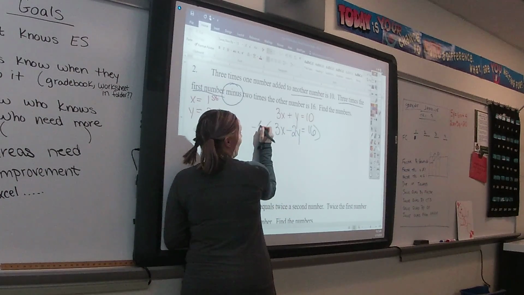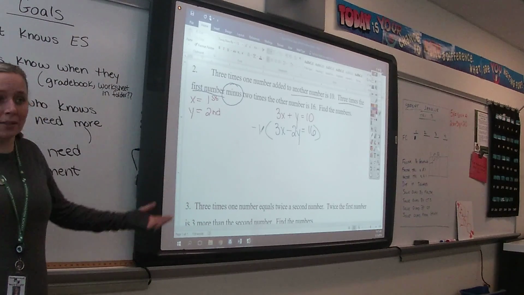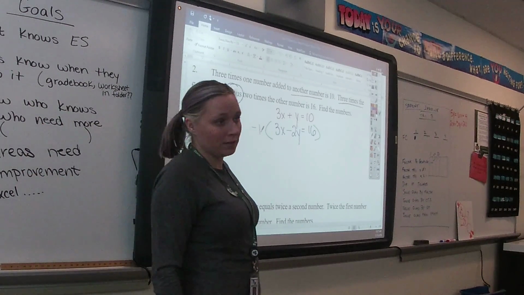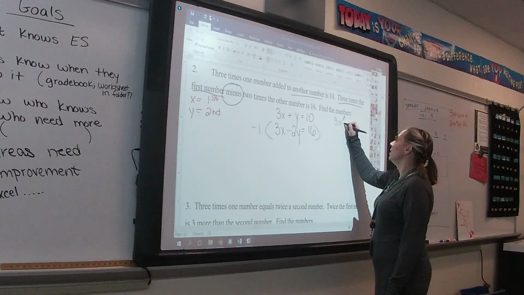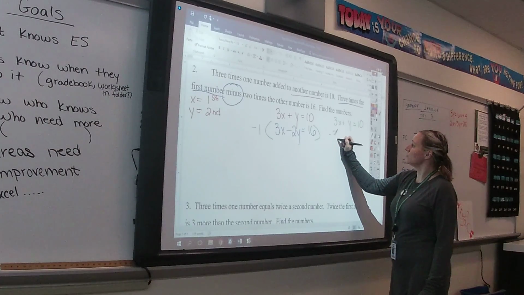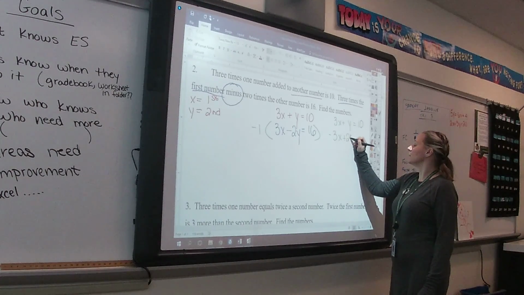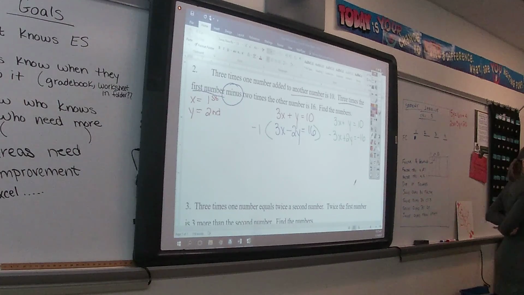We could also multiply that top equation by 2. There's not a right or wrong answer there. We're going to have to multiply an equation. So let's see, our top equation stays as 3x plus y equals 10. That negative is going all the way through on that bottom equation.